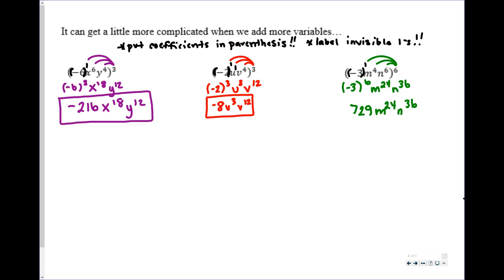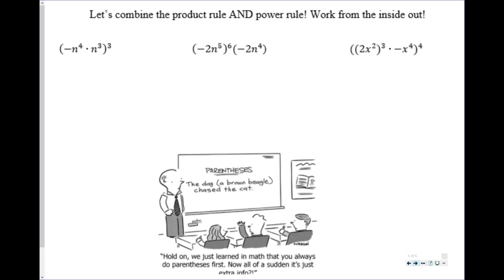Okay, now here's where it starts to get a little harder. For the next couple examples, we're going to combine what we just learned with what we learned in the last learning target. So we're going to combine the product rule and the power rule. I don't want you to panic. Okay, this is all something that you're capable of. It just takes a little bit of slow thinking and taking your time.